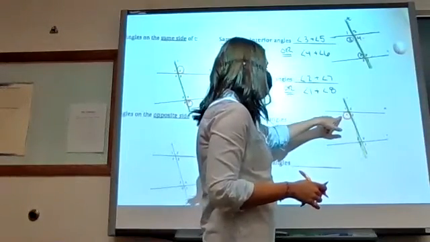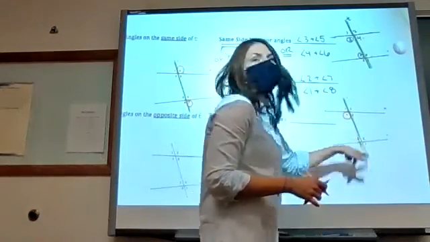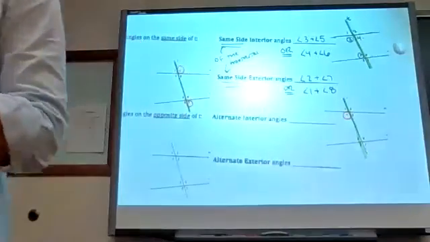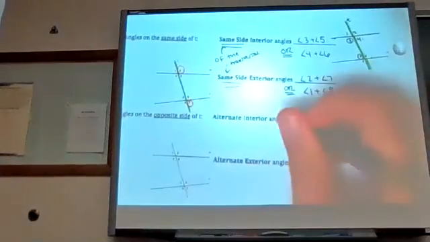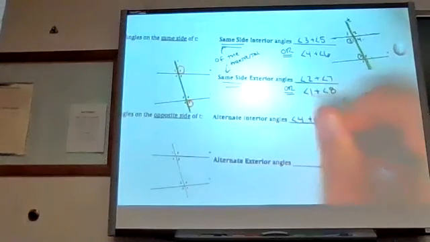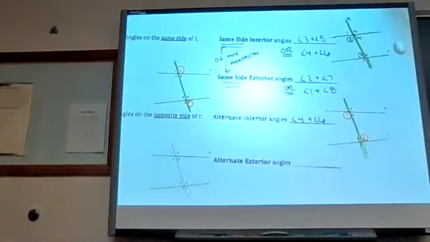Okay, so 4 would be alternate interior with 6. Yeah, go quickly. So I have 4 and 6. What would be my other alternate interior angle pair?